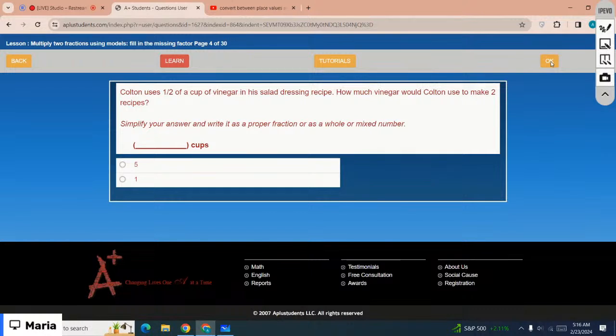Colton uses half a cup of vinegar in his salad dressing recipe. How much vinegar would Colton use to make two recipes? So, which is the correct option? You have to do 1 by 2 times 2. So, the correct option is, very good, that is 1.